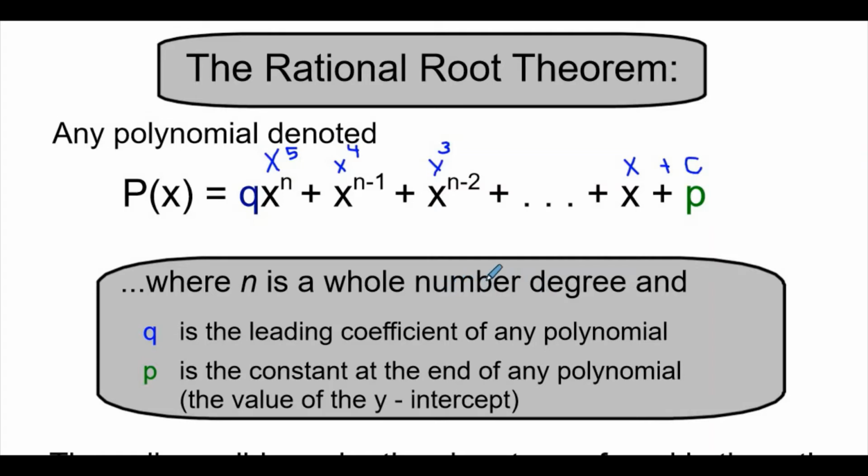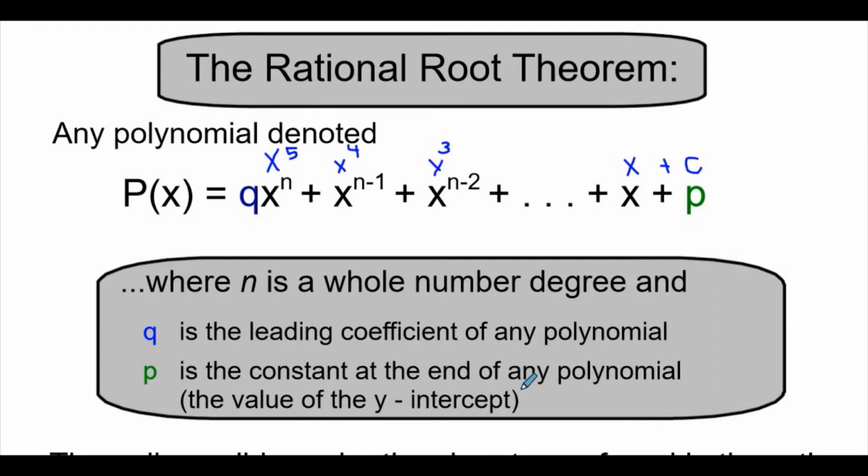You have to have a whole number degree. So q is what's known as the leading coefficient, and p is what's known as the constant at the end of any polynomial, which, by the way, that constant, when you plug 0 in, will provide you the y-intercept. So I add that little piece in when I talk about this.